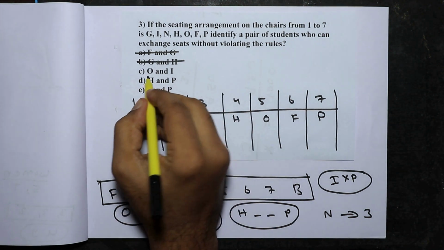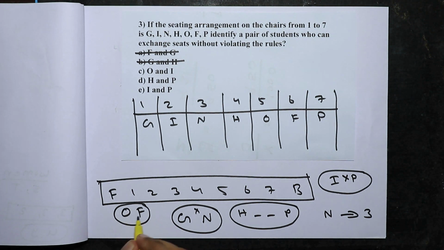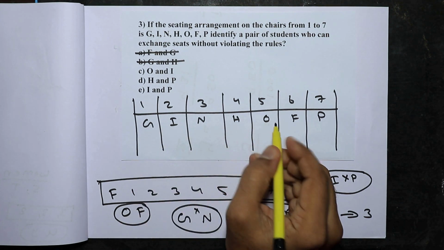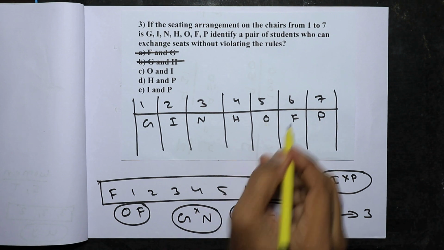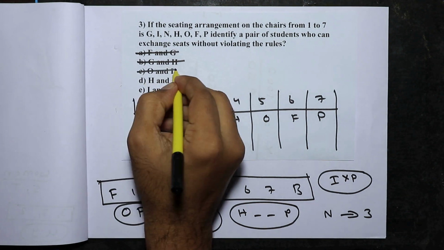Let us look at option C, O and I. Now this rule is there, O and F in this order. If O and I are interchanged, it will no longer be O and F in this order. So this rule will be violated. So it cannot be O and I.